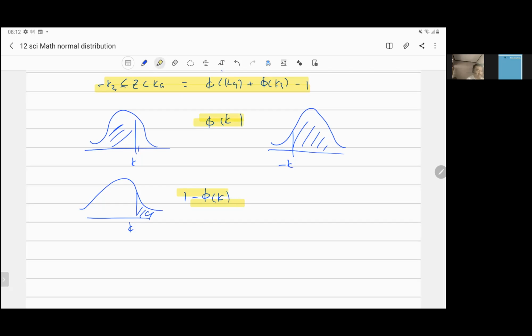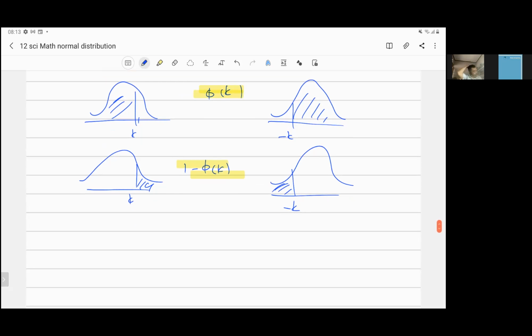1 minus phi k is if you have them more than a positive value, or less than a negative value. Okay, I repeat: phi of k is when we have less than some positive value or more than a negative value. 1 minus phi k if you have them above a positive value or below a negative value. Okay, that is if we have a single bound.